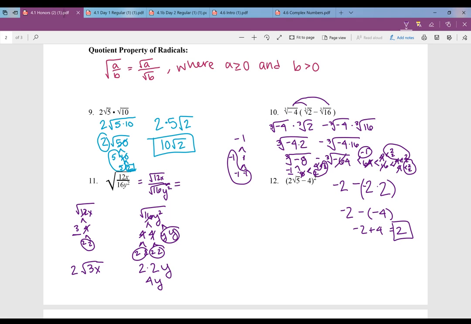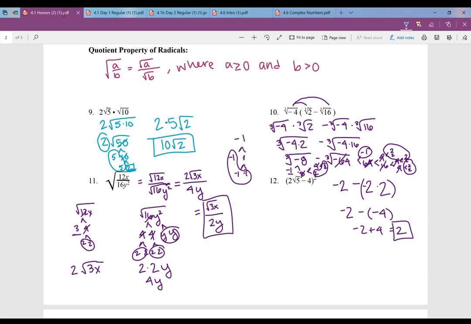So now if we go back up here, our root 12x is 2 root 3x. And on the bottom we have 4y. And then we can cancel out 2 divided by 4 is 1/2. So we're going to have just the root 3x on top divided by 2y. And that's the answer for 11.